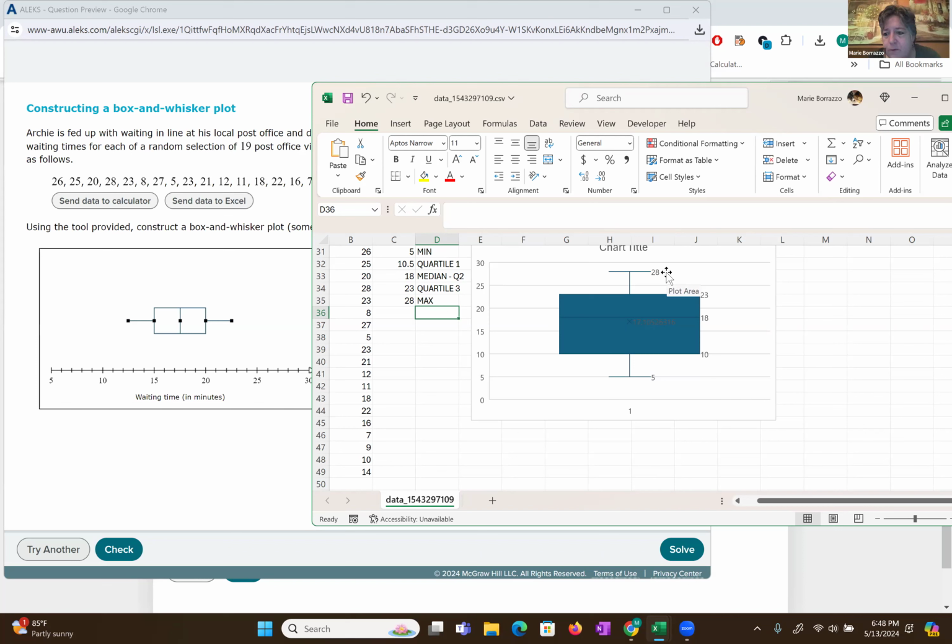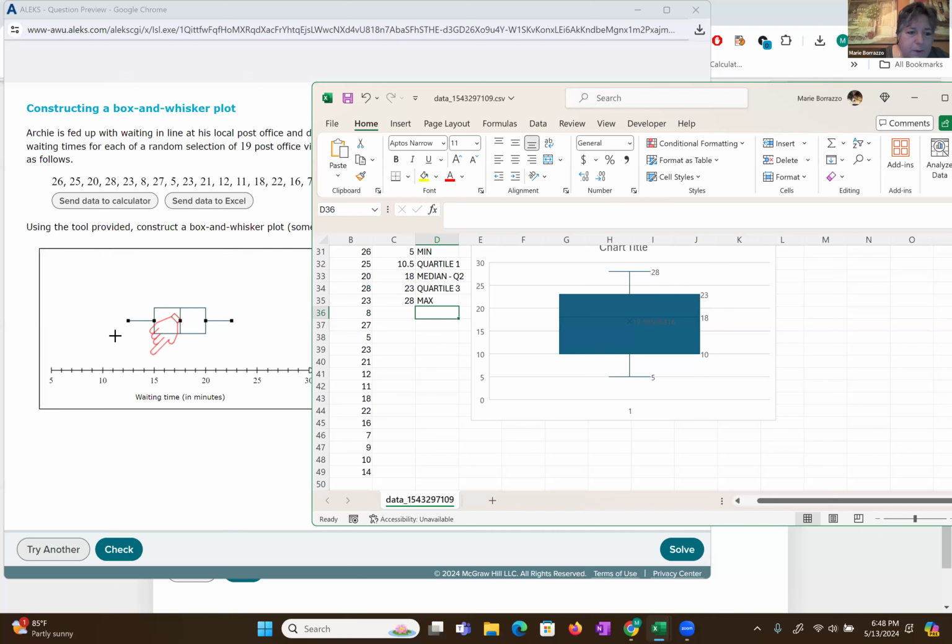So you see the max is 28. You see it right there. You see the min is 5. It's right here. You see your quartile 1. You see how it says 10? It's actually 10.5. It's got an 18 for the median. And it's got a 23 for the quartile 3.